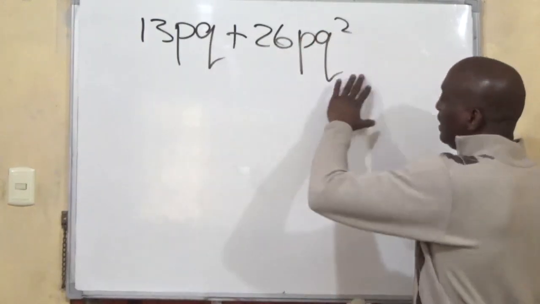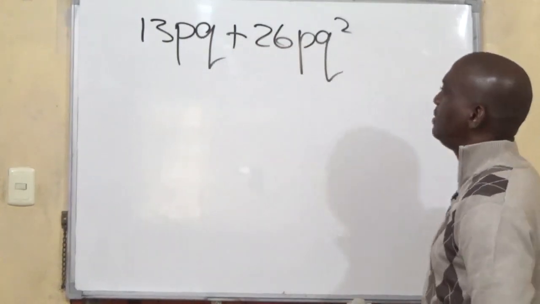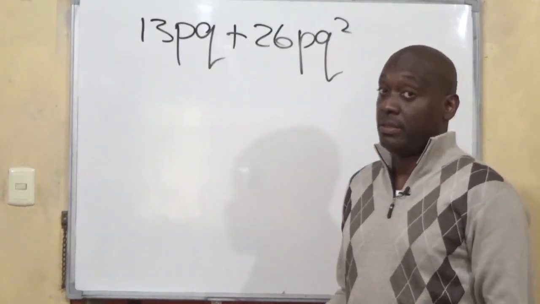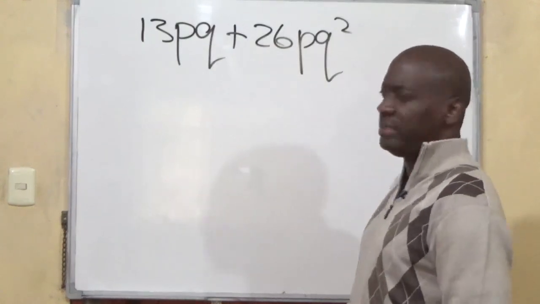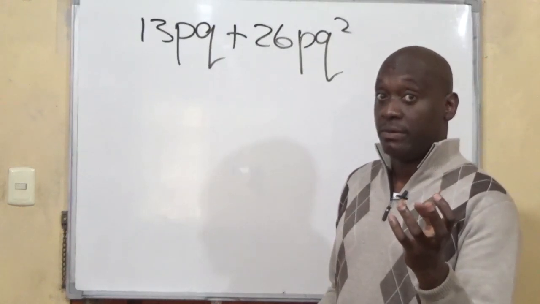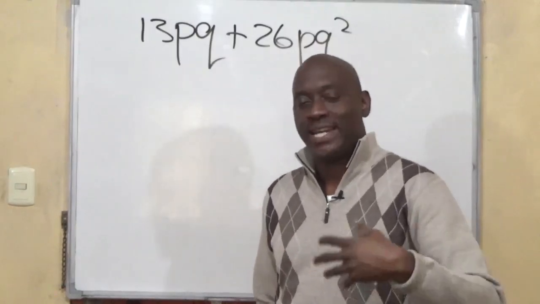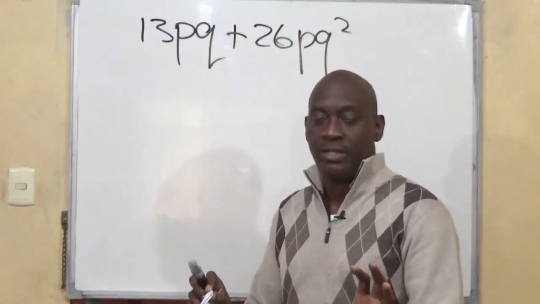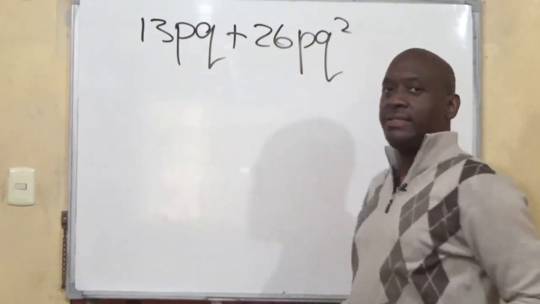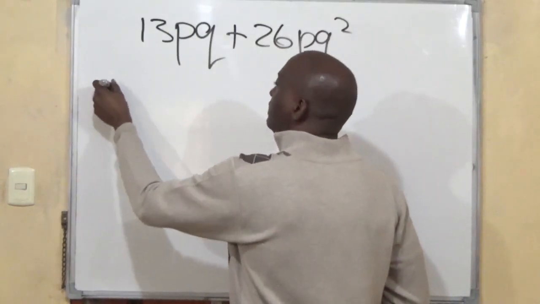Right? So you look at 13pq plus 26pq squared. Most people, on seeing this, the first thing they would look at is the 13 and the 26. Most people would be able to realize that, hey, 13 by 2 is 26. All right? No problem. So we take out the 13. There's nothing else to take out. It is not like when you have 6 and you can take out the 2 or the 3, as we discussed in the first video. In this case, the only thing I could take out is 13. So there we go. You take out the 13.